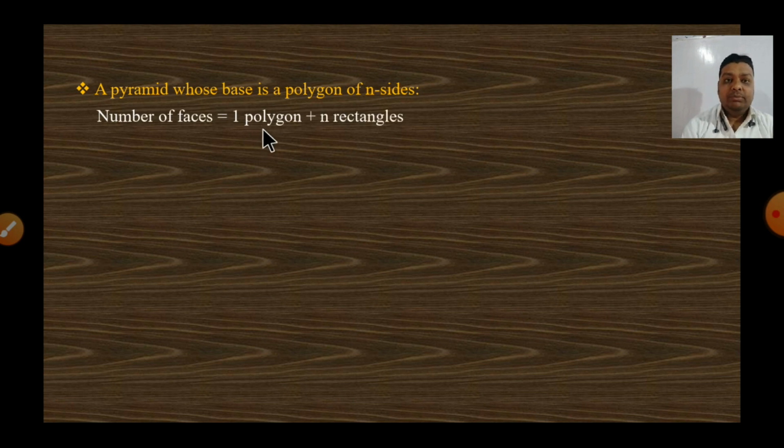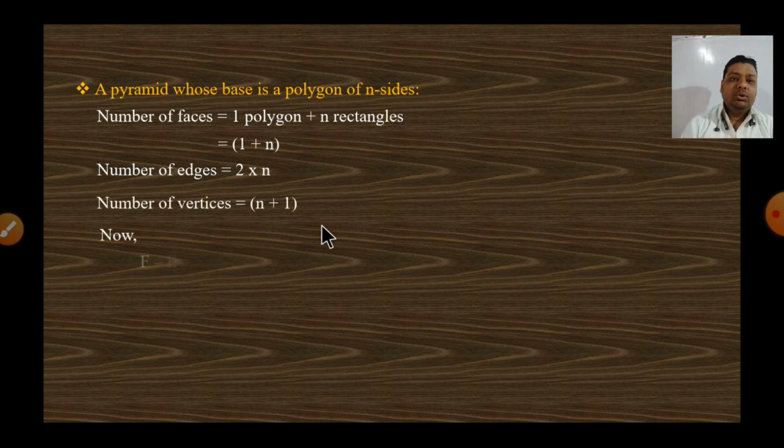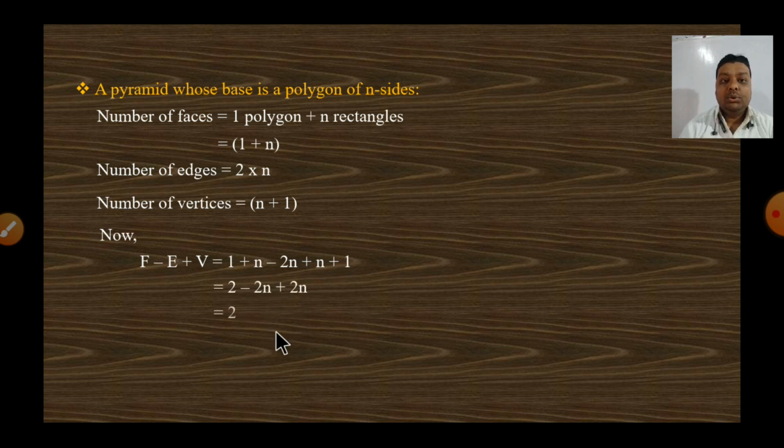If we take a pyramid whose base is a polygon of n sides, then the number of faces will be one polygon base and n triangular faces, depending upon the sides. So 1 plus n will be the number of faces. The number of edges is 2 into n, we multiply with 2. And the number of vertices is n plus 1. Now let's verify Euler's formula. Faces 1 plus n, edges 2n and vertices n plus 1. It will be 2 minus 2n plus 2n, and again 2n will cancel. Then 2 only. So it is also satisfied for any polygon.